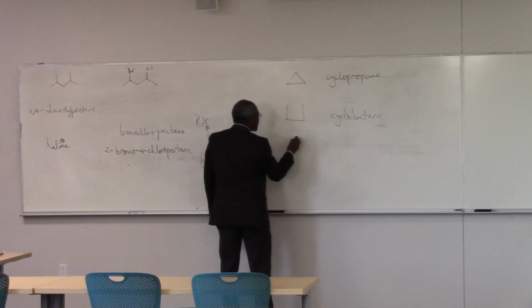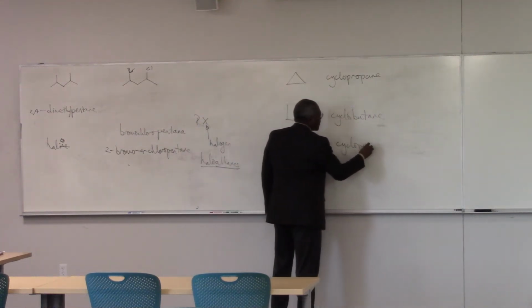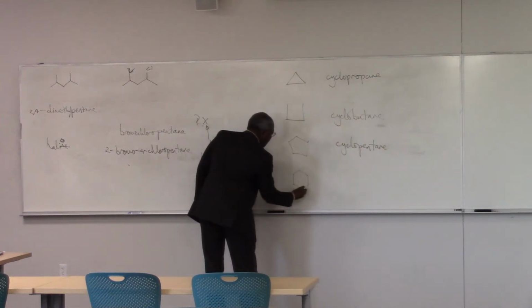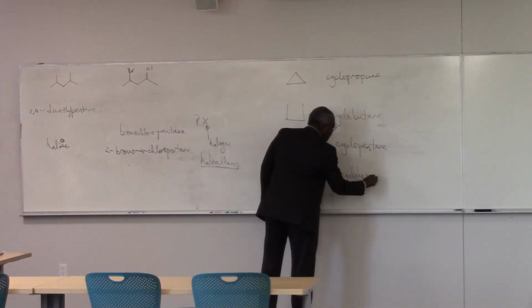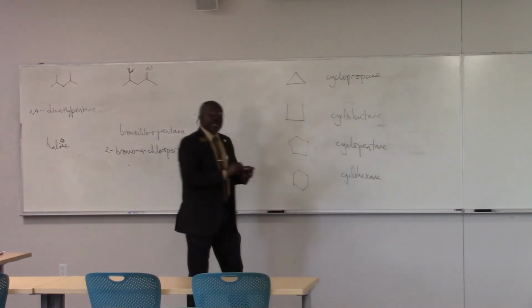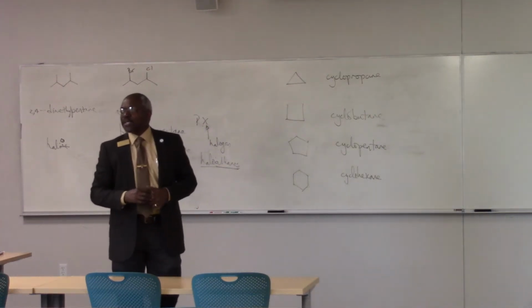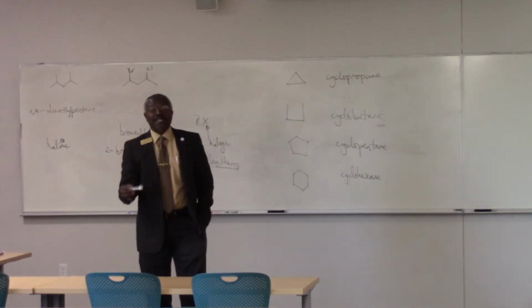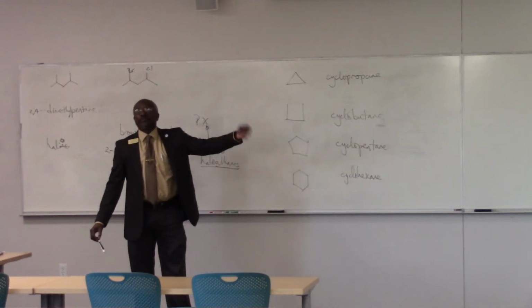If I have this, that's cyclopentane. And if I have this, that's cyclohexane. Right? So ane, carbon-carbon single bonds and carbon-hydrogen single bonds only. If it's a ring, it's preceded by cyclo, and then there is a prefix for the number of carbons in the ring.